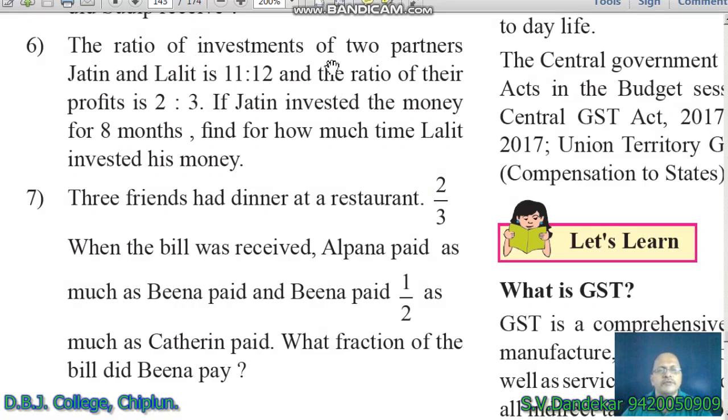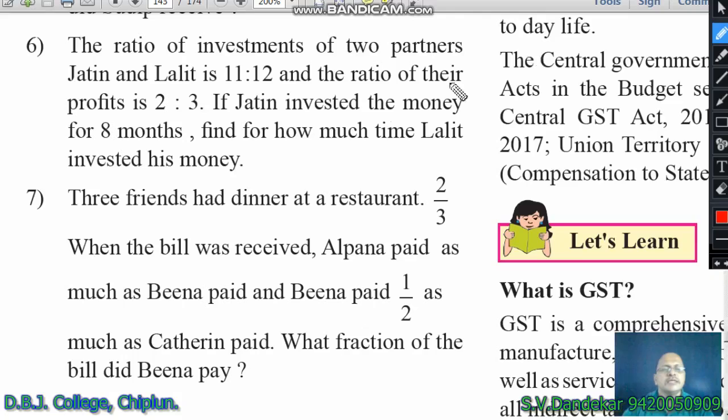The ratio of investments of two partners Jatin and Lalit is 11 is to 12 and the ratio of their profits is 2 is to 3. Jatin invested the money for 8 months. Find how much time Lalit invested his money.